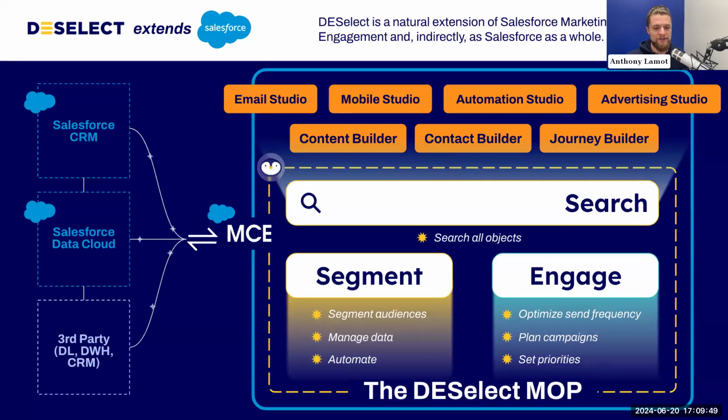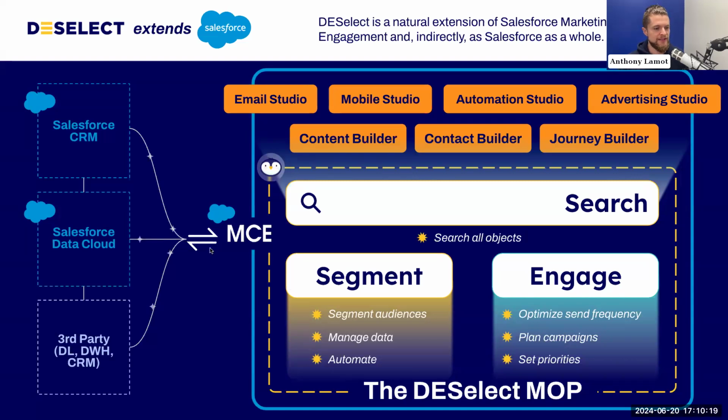Now, one thing that I want to really stress is that overall, our MOP really extends Salesforce in myriad ways, and that applies to Data Cloud too. And so this is a somewhat architectural overview, and there's a lot of information on this slide, but I'll walk you through it, and I hope it will make sense by the end of it. The tagline is that DESelect is a natural extension of Salesforce Marketing Cloud Engagement specifically, but indirectly, it is also an extension of Salesforce as a whole, including Data Cloud. So let's walk through that.